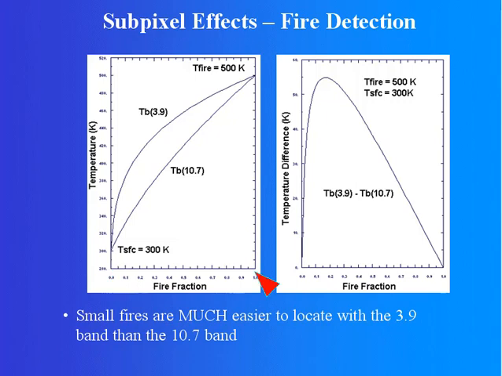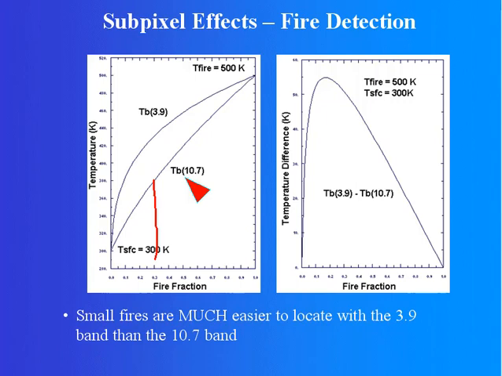And then on the y-axis is the temperature, or the brightness temperature, at both 3.9 and at 10.7. What you can see is, first of all, if there's no fire, or if the fire is completely covering the pixel, the temperatures are the same. But if the fire covers part of the pixel, say maybe 30%, you get a massive difference between the 3.9 brightness temperature and the 10.7.